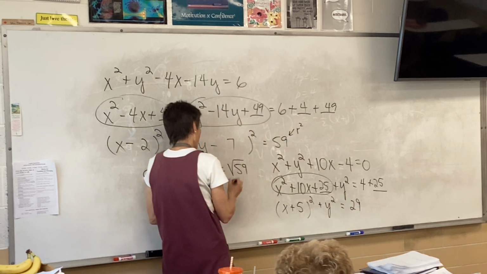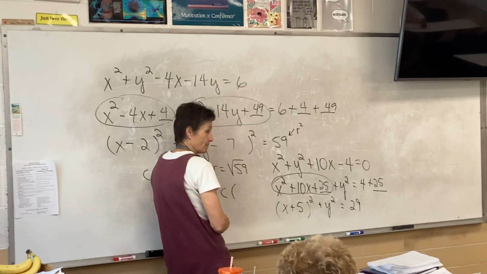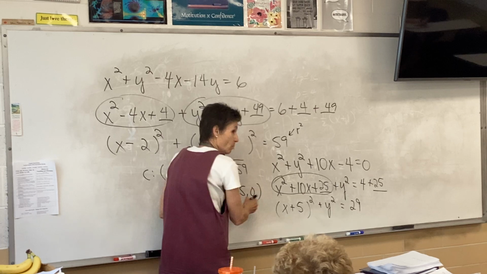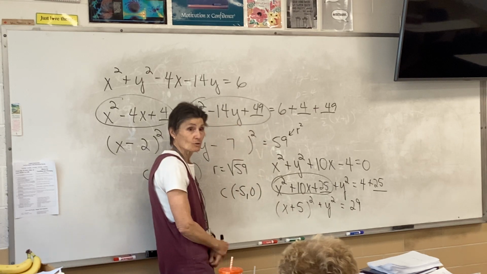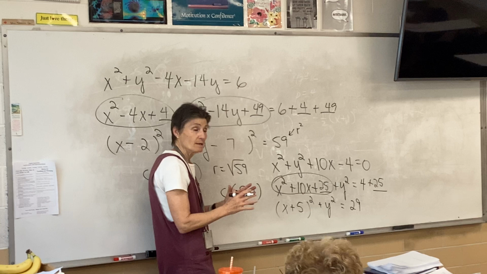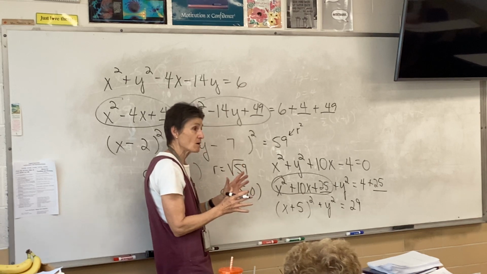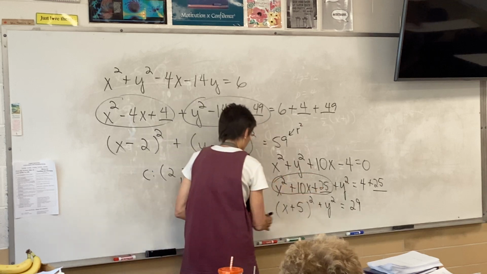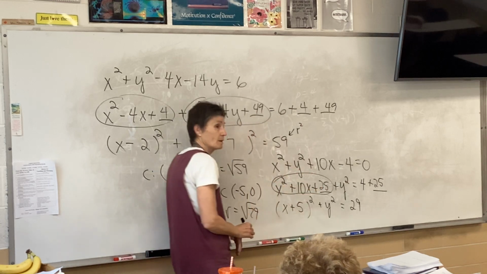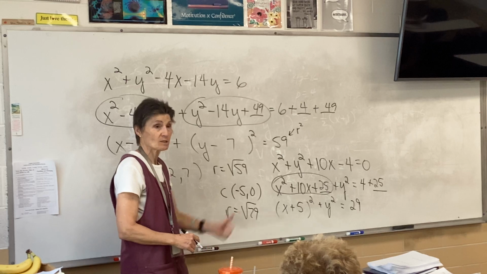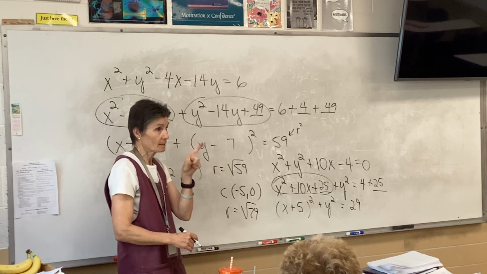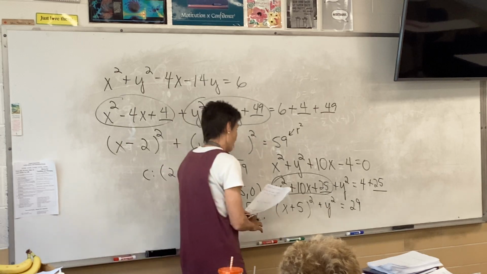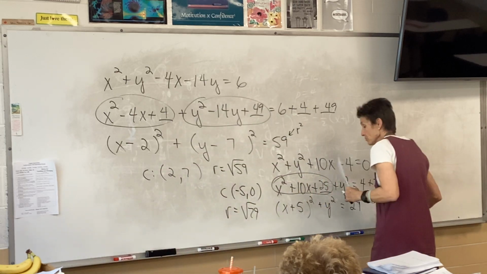So, for problem 2, what is my center? Negative 5, 0. There's no parentheses, nothing there, so it's just 0. And what's my radius? Square root of 29. All right, so one problem on the quiz will be exactly like that. Got it? Okay, now, what about the second problem on the quiz? Well, you're going to do the opposite.